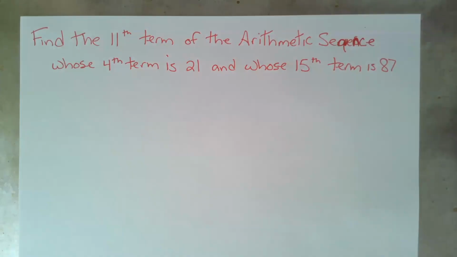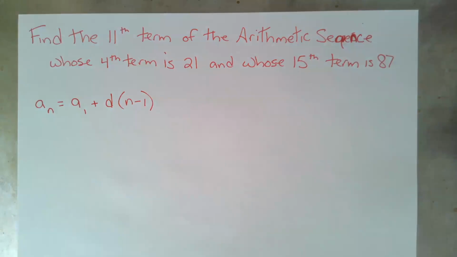Let's take a look. So today we're going to work with the question: find the 11th term of the arithmetic sequence whose fourth term is 21 and whose 15th term is 87. First, let's write down the general form for an arithmetic sequence, and that is a sub n equals a sub 1 plus d times n minus 1. Well, let's define each of those things.